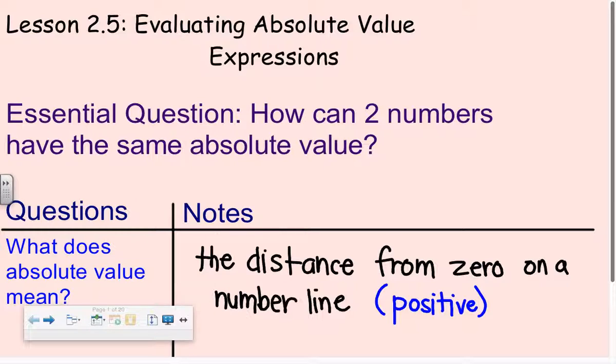So even if I think about a number line, if I ask myself, how far away is -3 from 0? Well, it's 3 spots away. How far away is +3 from 0? Also 3 spots away. So no matter what, distance or absolute value is always going to be positive.